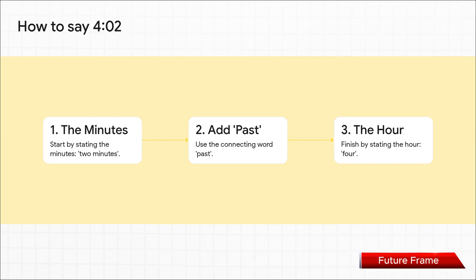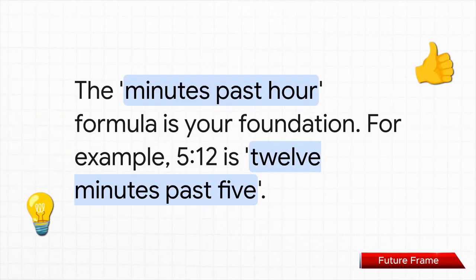For a time like 4:02, it's like a simple little recipe with 3 steps. First, you say the minutes, so 2 minutes. Then you add the key word, which is past. And finally, you say the hour, 4. Put it all together, and what do you get? 2 minutes past 4. See? Easy. So that's our foundation, that minutes past hour formula. It's exactly why 5:12 becomes 12 minutes past 5. And it's pretty much the main rule for the entire first half of any hour.